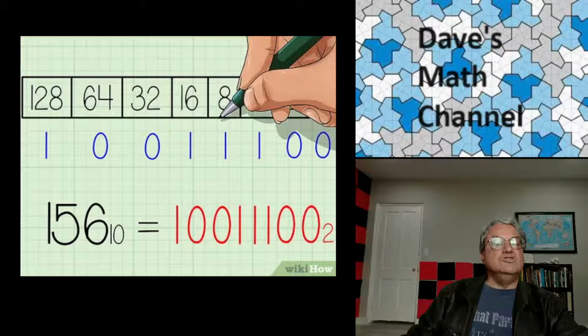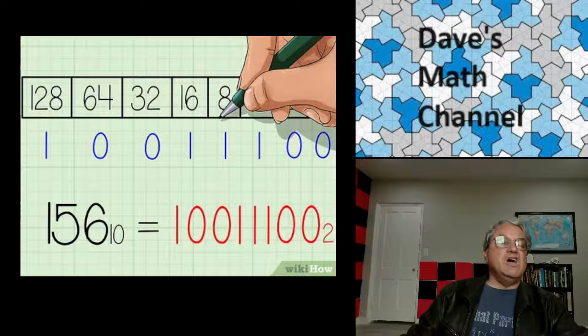So you subtract 128 from 156. That's the largest power of 2 that doesn't exceed 156. That's a 1. And the first bit of any binary number is always going to be a 1, by the way. Just like the first digit of any decimal number is never a 0. The first digit of any number in any base is never a 0. And since there's only two digits in base 2, you know that every binary number has to start with a 1.